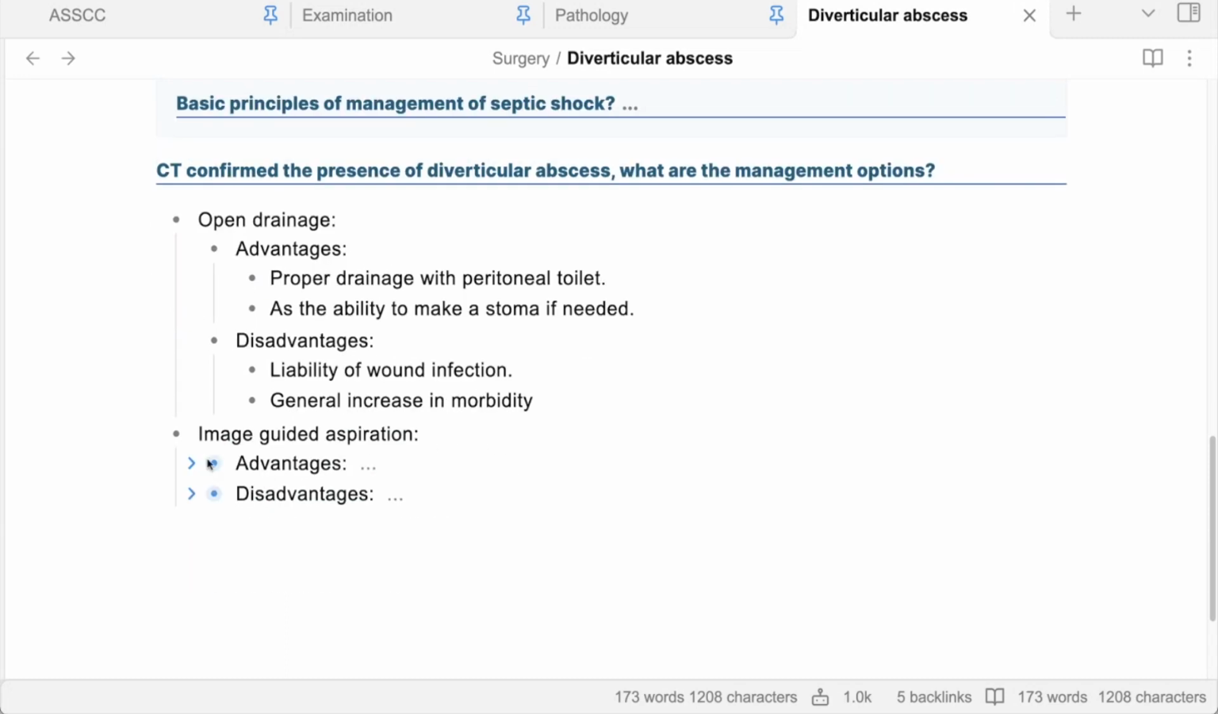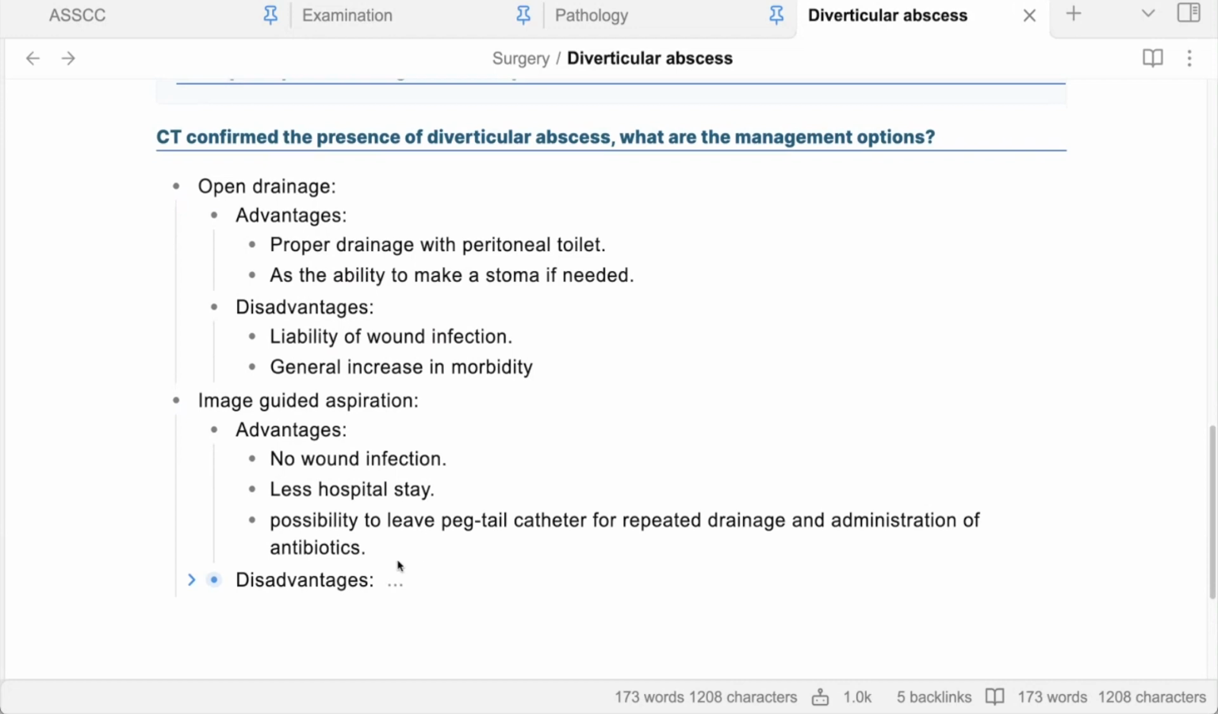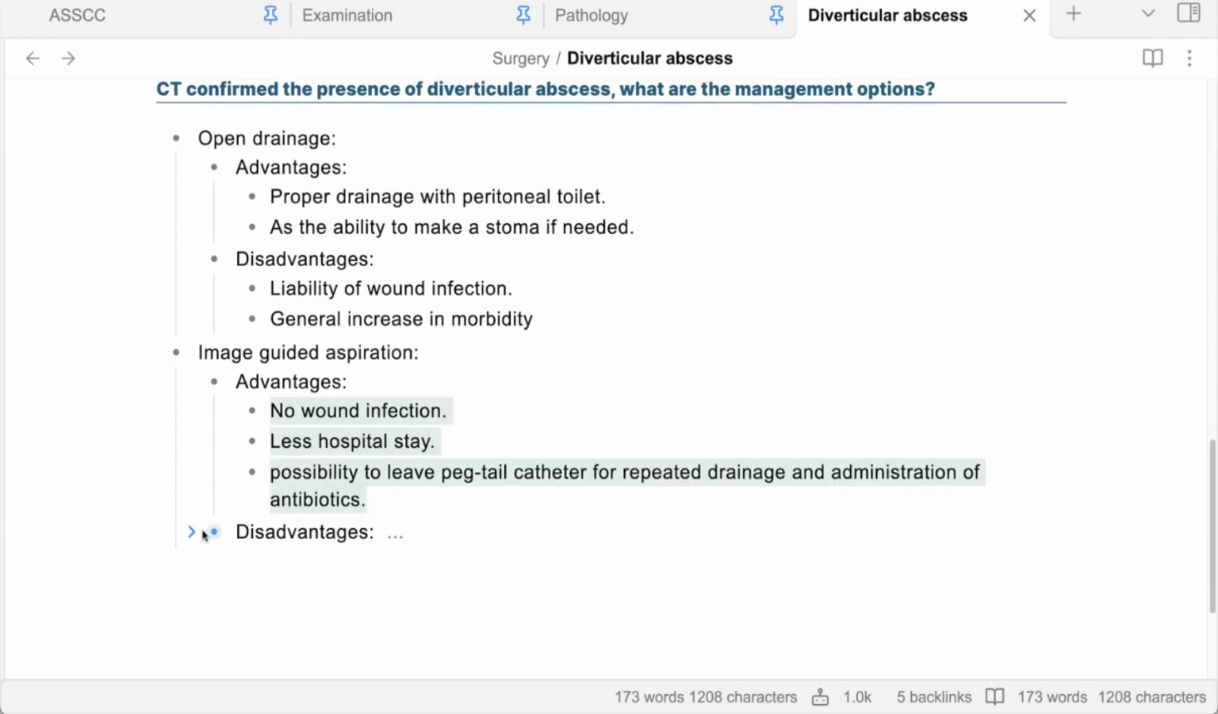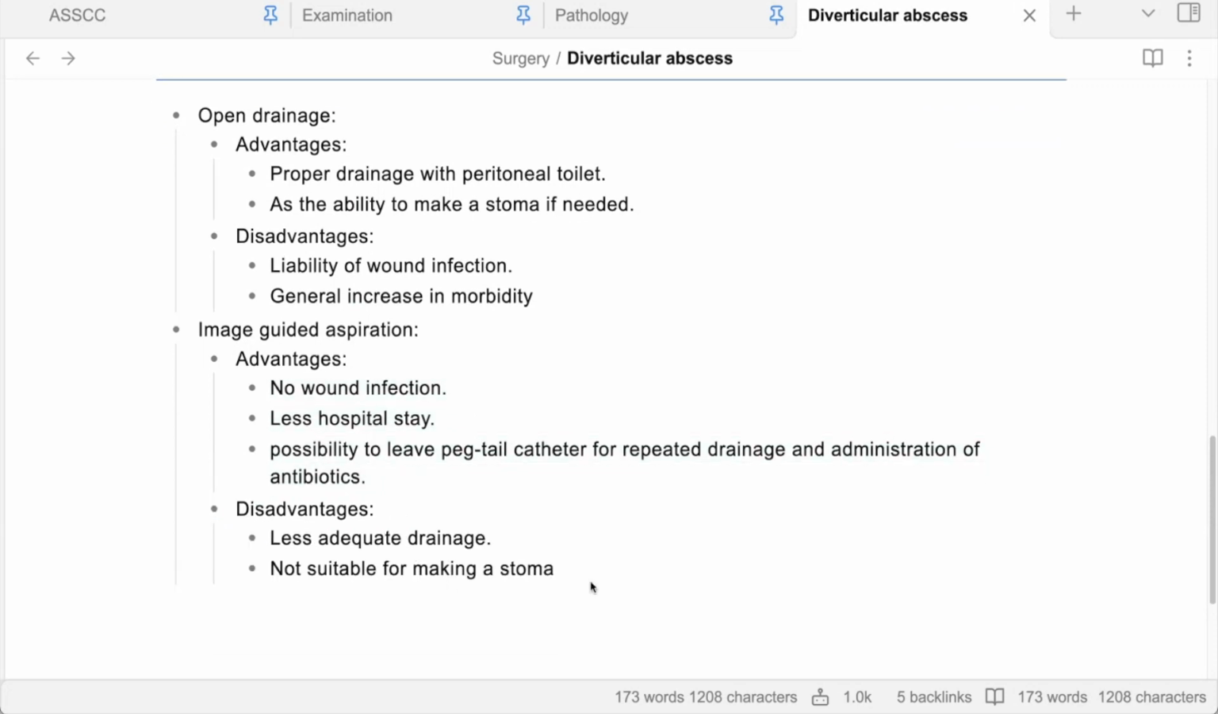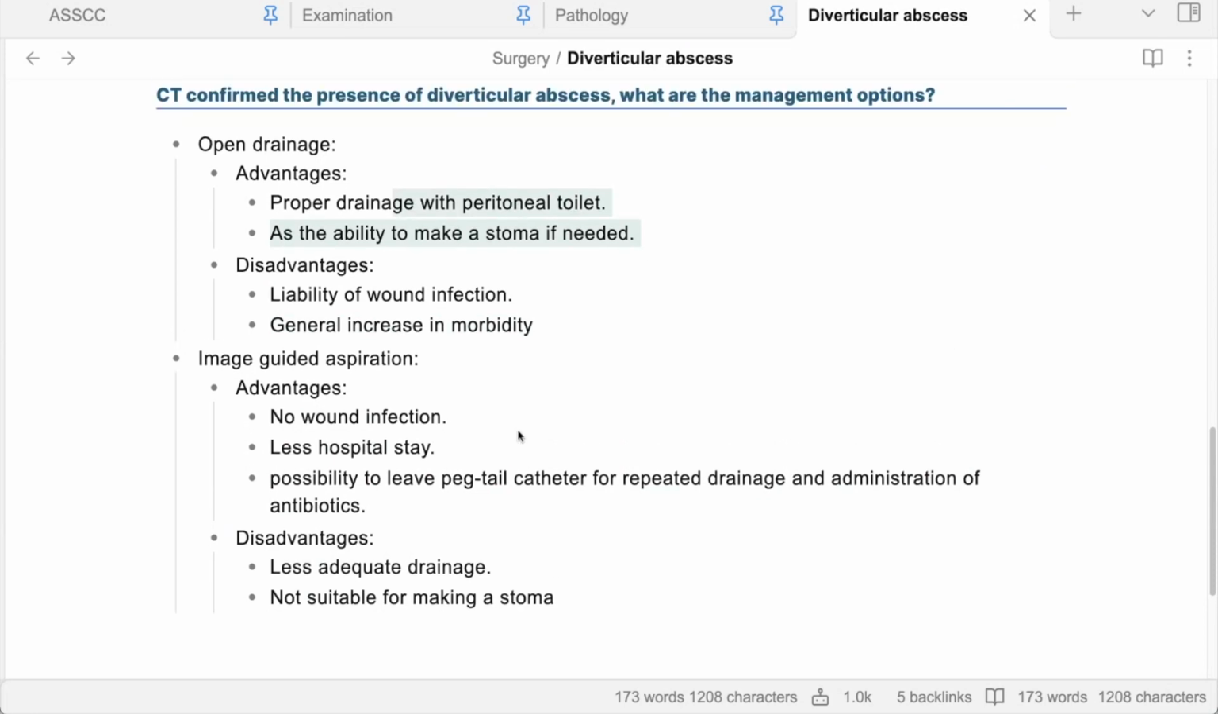And also will do a proper drainage of them, and there's no wound infection, less hospital stay. Disadvantage is less adequate drainage. You cannot really do any peritoneal toilet, all right? And it's not suitable at all for making a stoma for the patient. So every case needs to be dealt with separately.